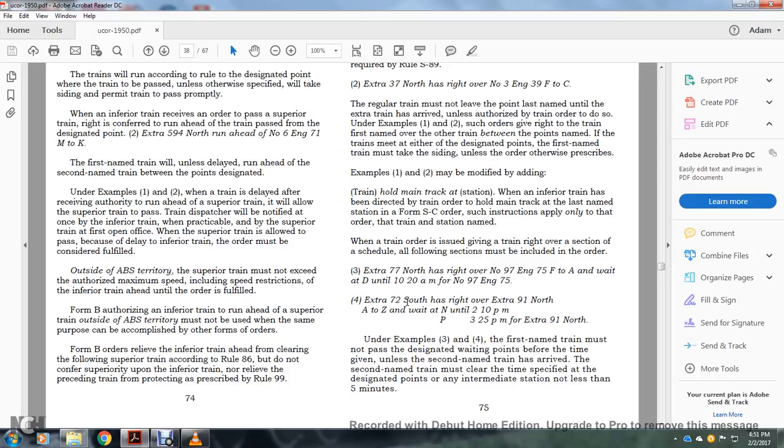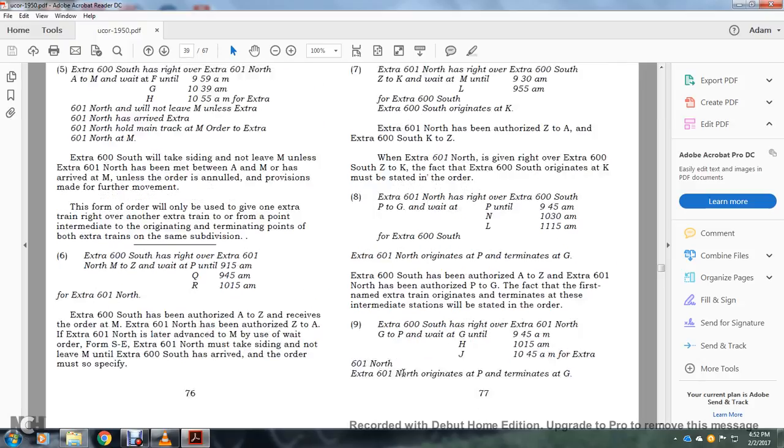Extra 72 South has the right over extra 91 North, A to Z. Wait at N until 2:10 p.m. for extra 91 North. Under examples 3 and 4, the first named train must not pass the designated waiting point before the time given unless the second named train has arrived. The second named train must clear the time specified at the designated point's intermediate station by not less than 5 minutes.